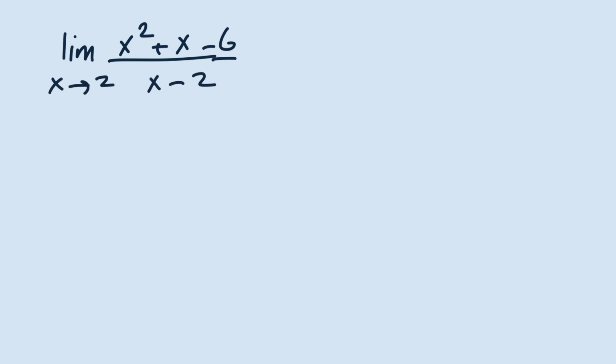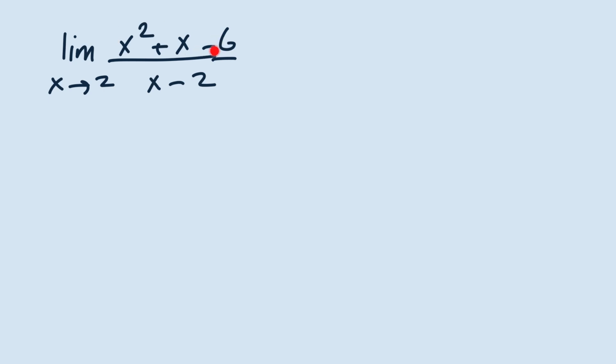Try to solve this question. Limit of x squared plus x minus 6 divided by x minus 2 as x approaches 2. Now if you use direct substitution, you will get 0 over 0, which is undefined. So we have to do something else. In this question, we have to factor the upper function. We have to factorize it, right?